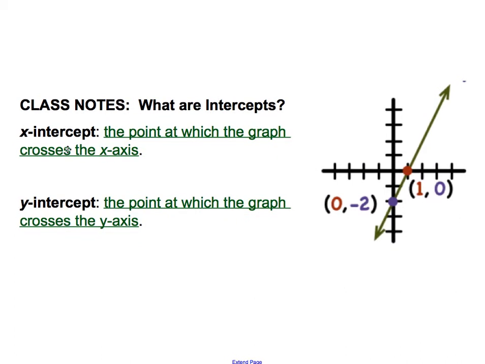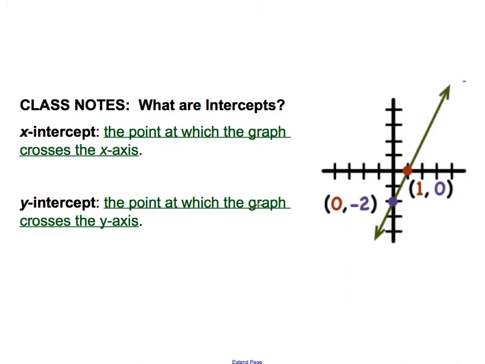Before we can continue on, we need to know some terminology. X-intercept is a point. Notice that I have ordered pairs. It is the point at which the graph crosses the x-axis. So if this was t, then this would be the t-intercept. It's the intercept of whatever variable you give it.